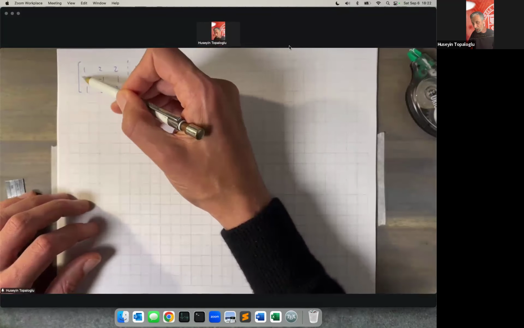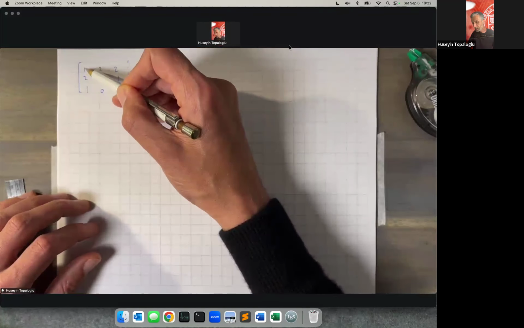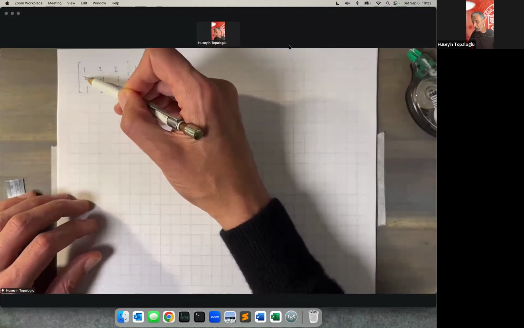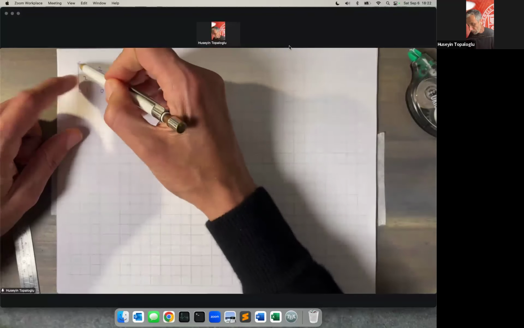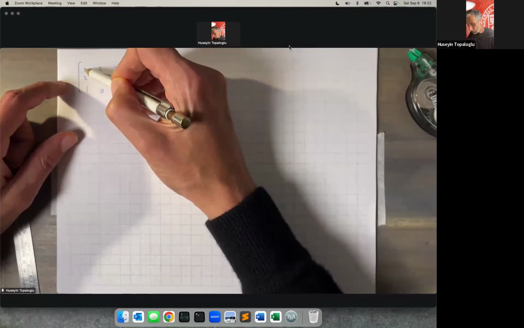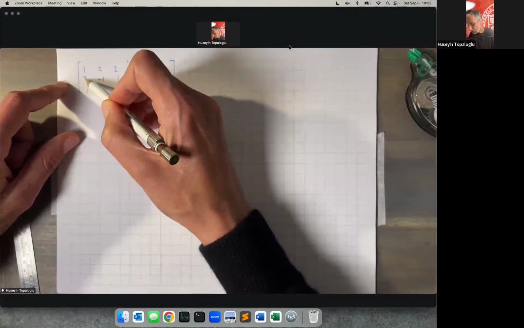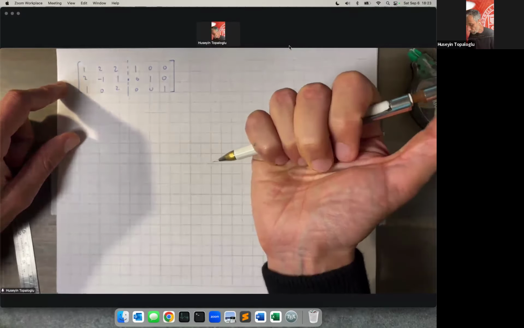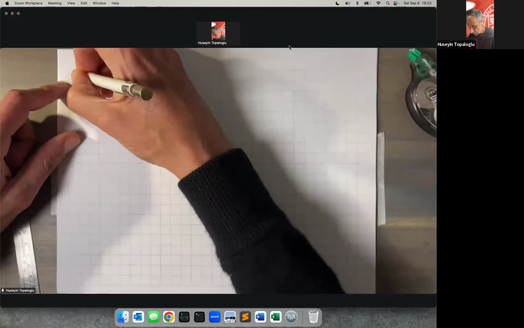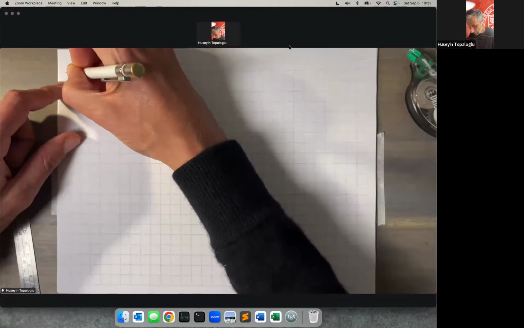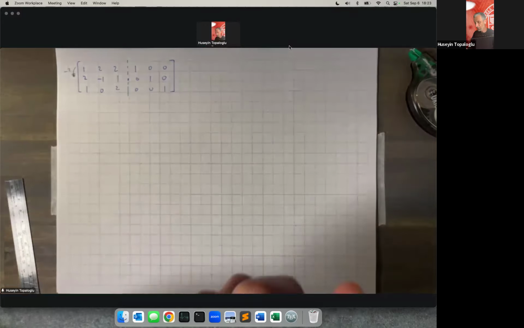So I want to turn this column into 1, 0, 0. I already have a 1 here. That makes me happy. I want a 0 here. To have a 0 here, I'm going to take the first row, multiply by negative 2, and add it into this row. In that case, this number is going to turn into 0. So my first row operation is: take the first row, multiply that by negative 2, and add it to the second row.